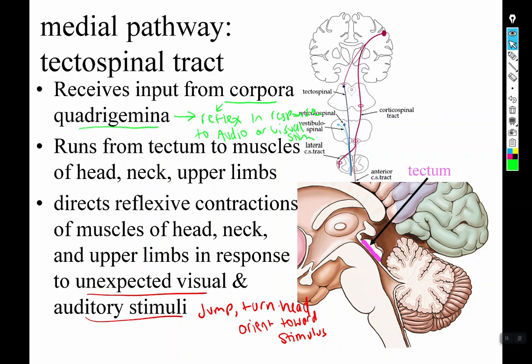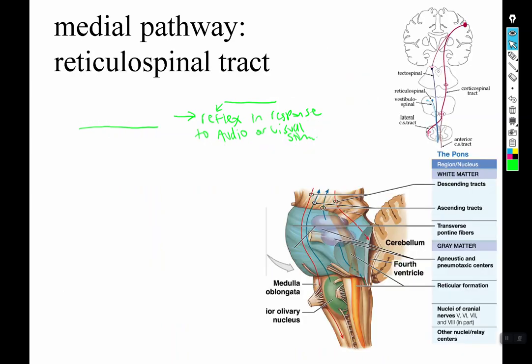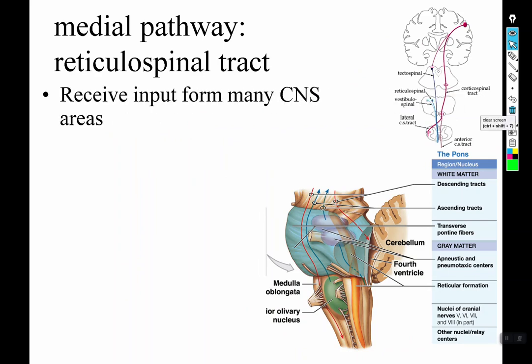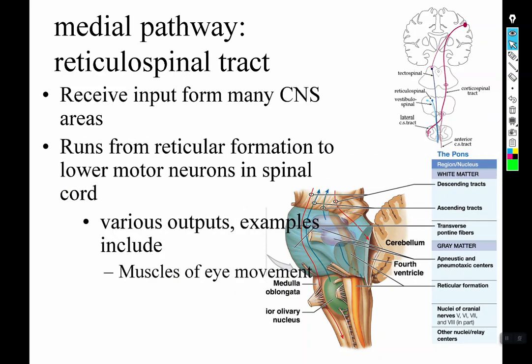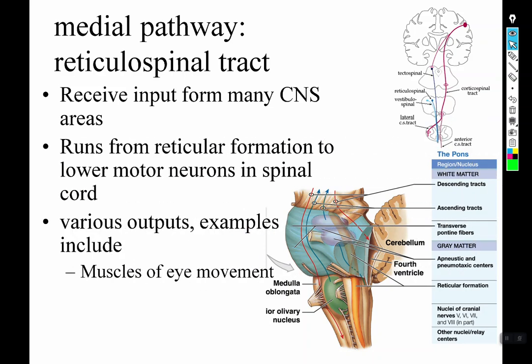So the reticulospinal pathway, as the name suggests, runs from the reticular formation, which in the central nervous system is very diffuse, so lots of locations. And then the reticular formation basically converges in the brainstem to form this long tract here. So this has lots of different outputs, including some muscles of eye movement for specific things, REM sleep, rapid eye movement sleep, that's coordinated by the reticular formation, but there's a lot of different outcomes, so we're just going to kind of summarize it.